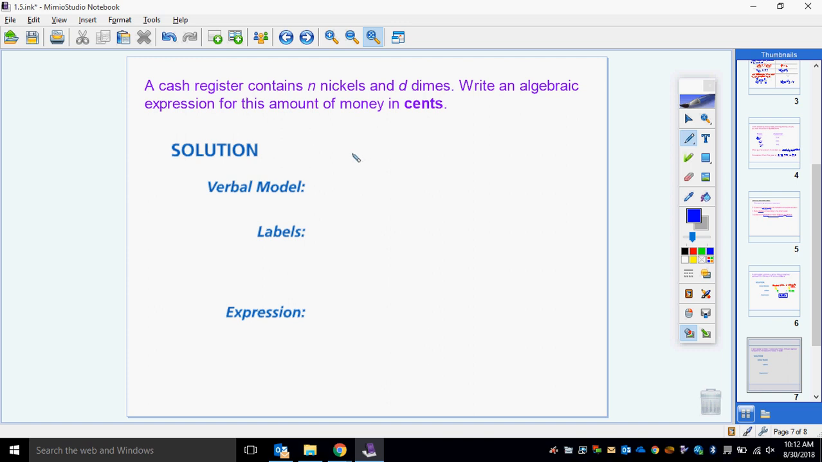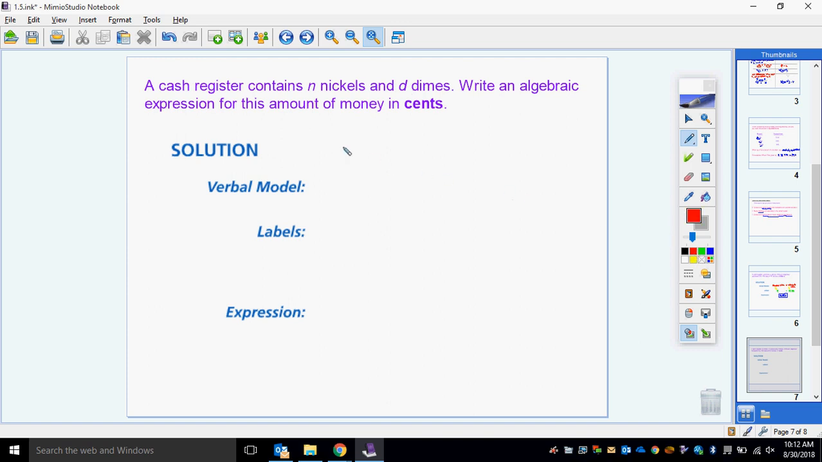Similar problem here. A cash register, though, now has N amount of nickels, so there's some nickels in there, and D amount of dimes. So we don't know, it's just a handful of nickels, a handful of dimes. How would we figure out the amount of money that is in cents?